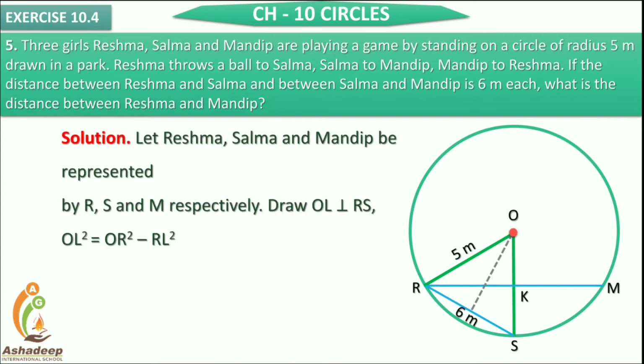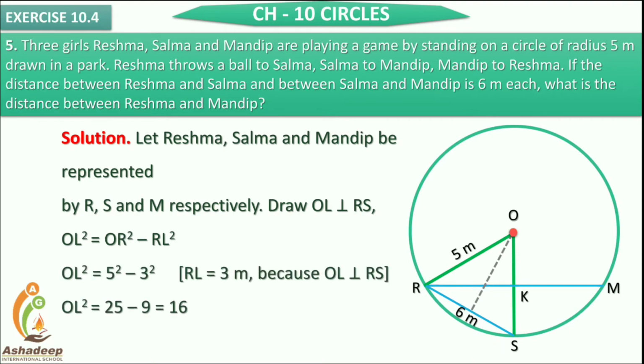So OL is perpendicular to RS. OL square is equal to, so this point is given as L. This point is given as L, right? So you very well know how to do it, right? So OL is going to be 4.